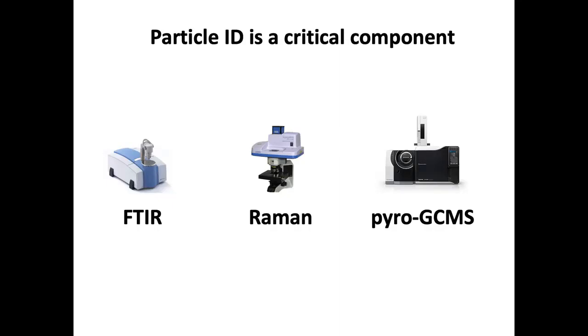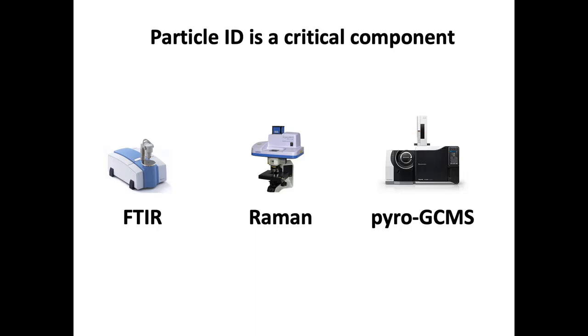Okay, so I really can't stress enough that particle ID has become a critical component. This can be FTIR, this can be Raman, this is what we did in our lab for all of these samples. We don't have a pyrolysis GCMS. This is something new coming online, I would say, in the field. People have been doing it for a while. People are starting to push whether how quantitative it can be. But in some ways, it's necessary.